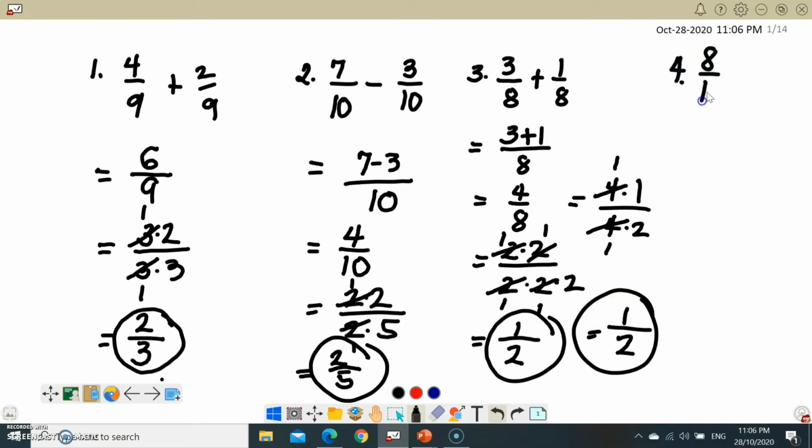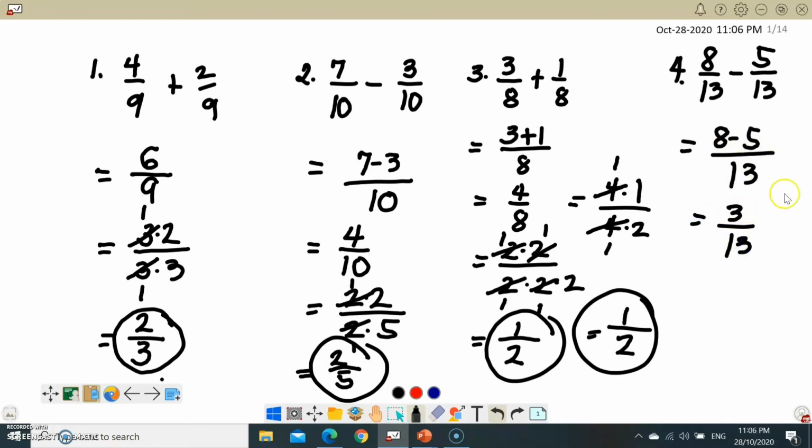Let's try another one. 8 over 13 minus 5 over 13. So we subtract 8 minus 5, copy the common denominator, 13. 8 minus 5 is equal to 3 over 13. So 3 is a prime number, 13 is a prime number. So we now have the difference as 3 over 13.